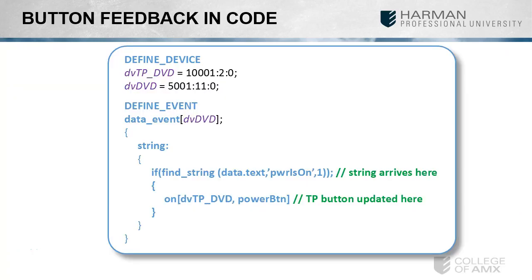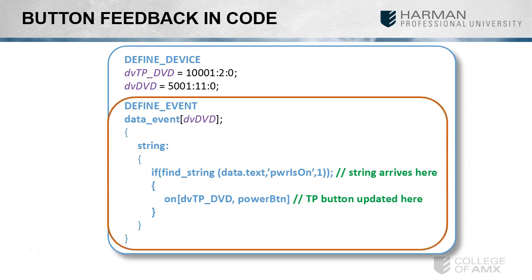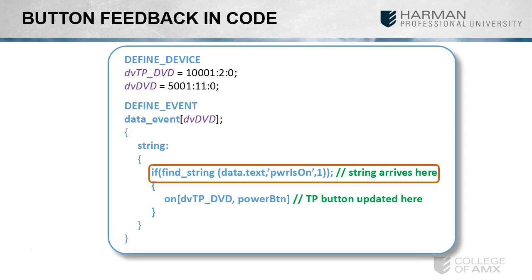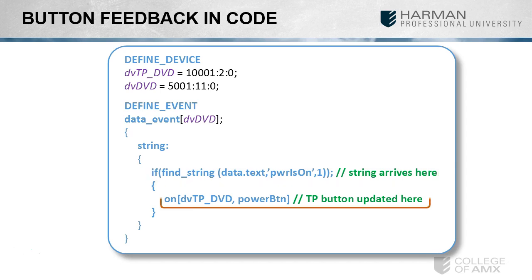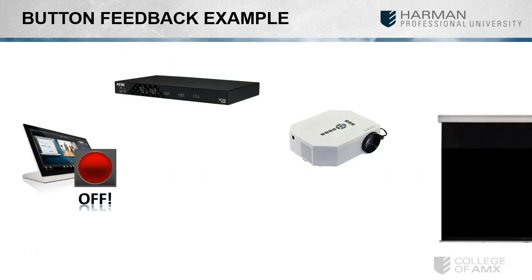An easy way to manage button feedback in Netlink's code is to trigger the feedback inside the event where the status update from the controlled device actually happens. One example of this would be if the device sends you a string inside a data event. You can simply update the button state based on the string data returned from the device. A real-world example of this would be if you have a serial-controlled projector that sends you a status message when it changes from off to warming, to on, to cooling.